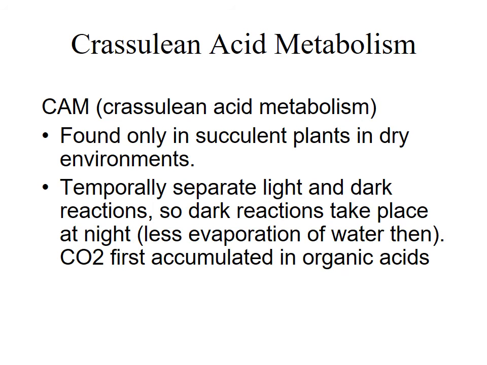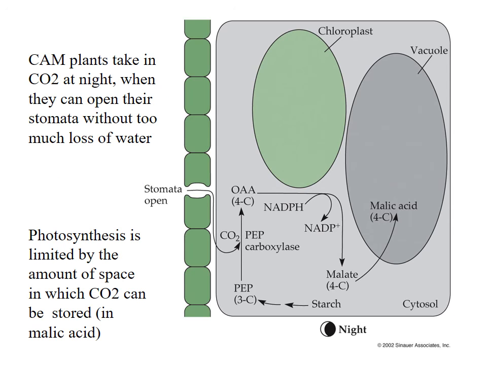CAM plants, or Crassulean acid metabolism plants, tend to be very succulent plants growing in extremely dry environments. I'll come on in a second to explain the reason why that is. This diagram explains the process of CAM photosynthesis. Essentially, these plants in their very dry, arid habitats will only open their stomata at night, because opening stomata in the day would lead to too high water losses through transpiration.